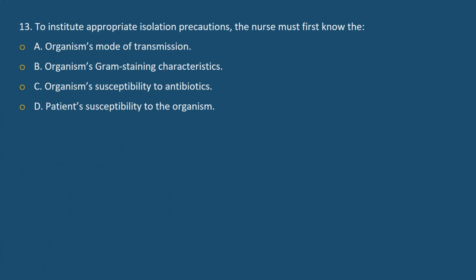Question 13. To institute appropriate isolation precautions, the nurse must first know the A. Organism's mode of transmission. B. Organism's gram-staining characteristics. C. Organism's susceptibility to antibiotics. D. Patient's susceptibility to the organism.